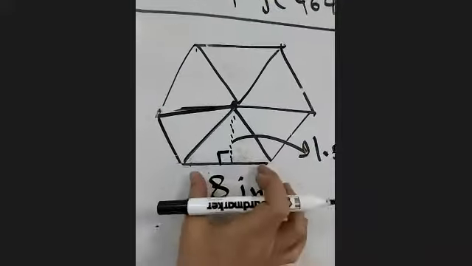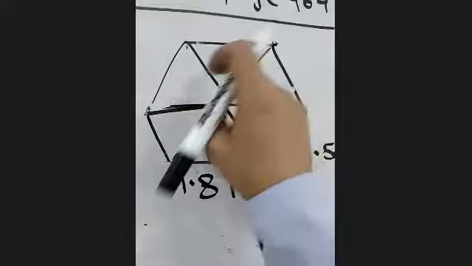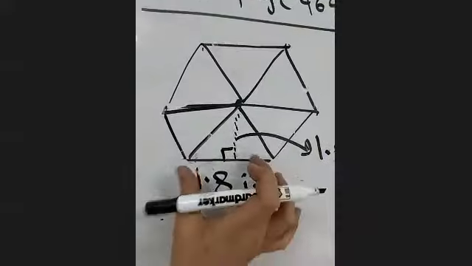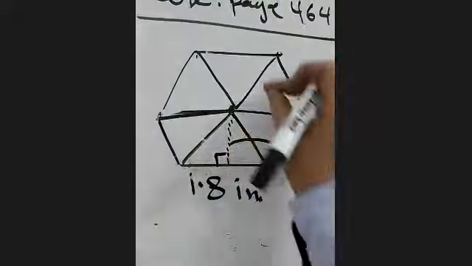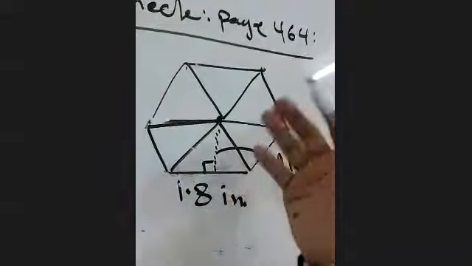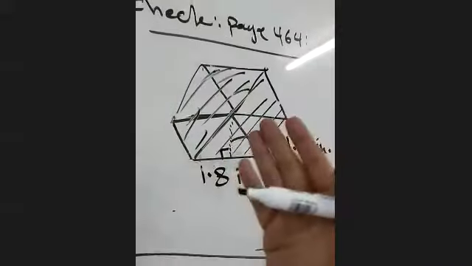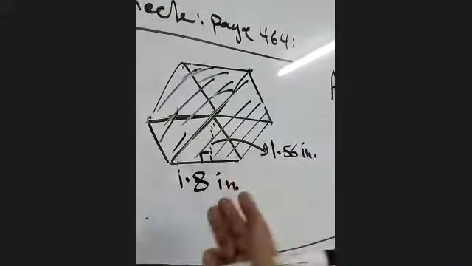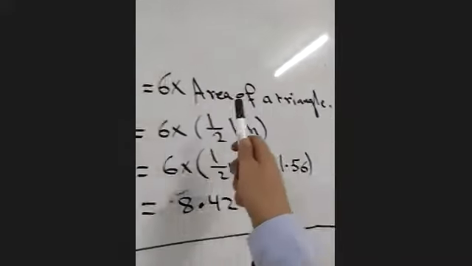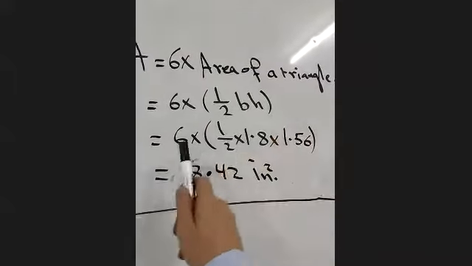1.56. Now, each of these 6 triangles has the same base and the same height, all of them, right? It means they have the same area, right? If they have the same base and the same height, then all of these triangles have equal area, correct? Correct. So if I want the whole area of this hexagon, it is 6, because we have 6 triangles, multiplied by the area of one triangle, right? Right. So 6 multiply the area of the triangle, then apply.